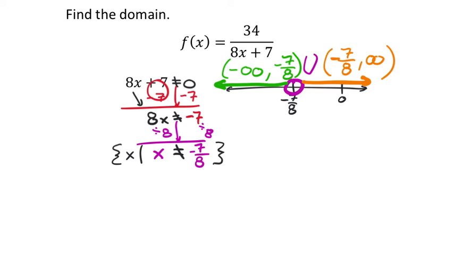So that's my interval right here, and then you got set builder notation. On the homework, it just may ask for what value is excluded. In that case, you just type in negative 7/8.